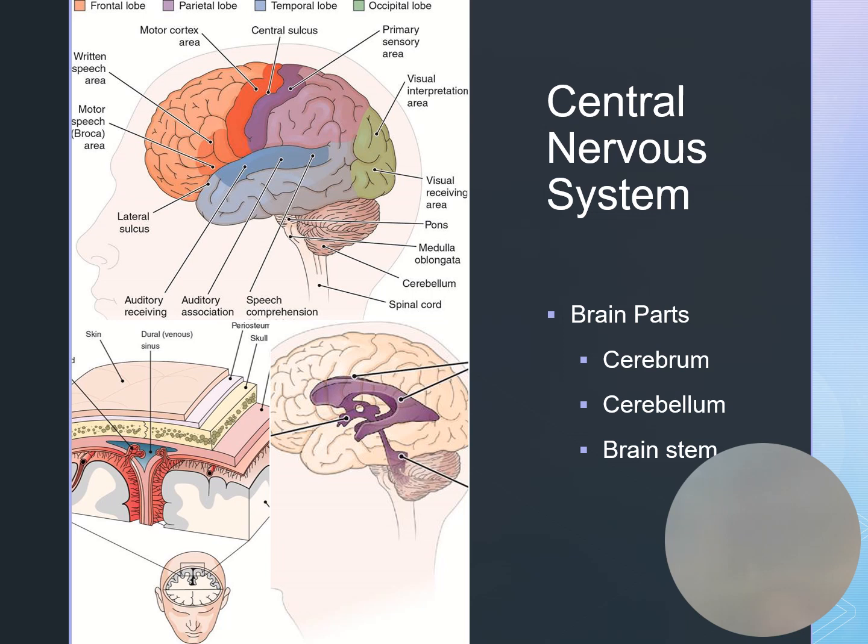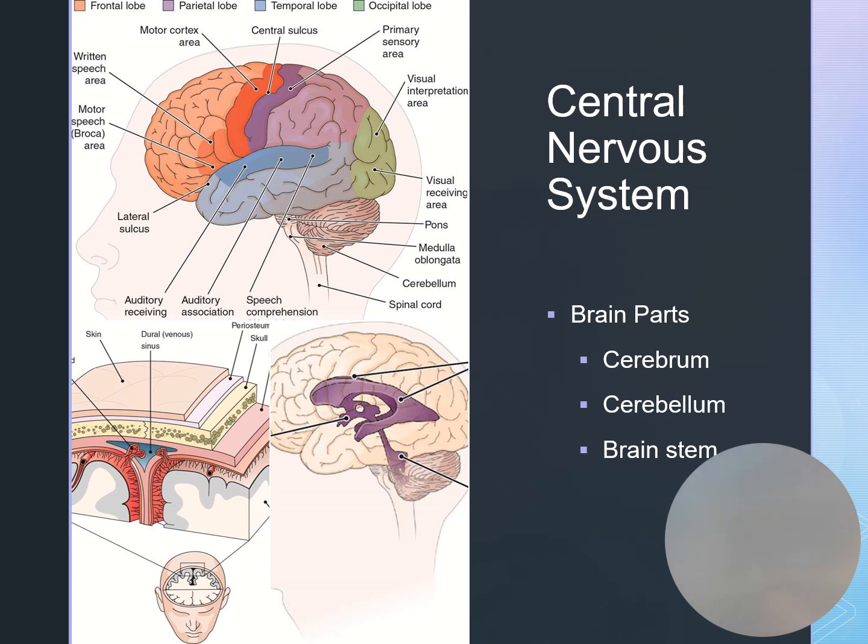Within the brain, we have ventricles, which manufacture and absorb cerebrospinal fluid. Its function is to protect structures like a shock absorber, and it also helps maintain a constant intracranial pressure.